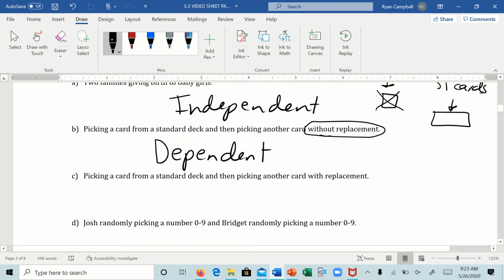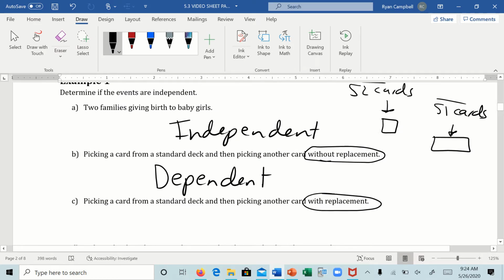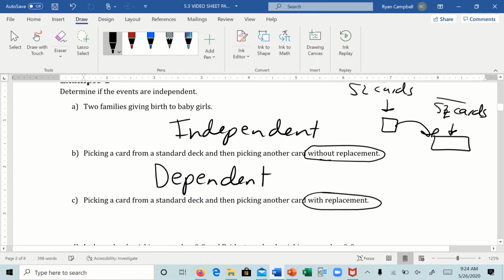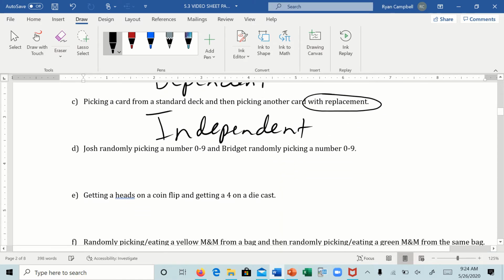Part C, picking a card from a standard deck and then picking another card with replacement. So we see the only difference here is with replacement. What does with replacement mean? It means that when you take out a card, you make sure to put it back. So we take out a card the first time, we have 52 cards. If we put it back, we still have 52 cards. So nothing would affect it. The probability stays the same. So this would be independent. The probability is not affected. All right.